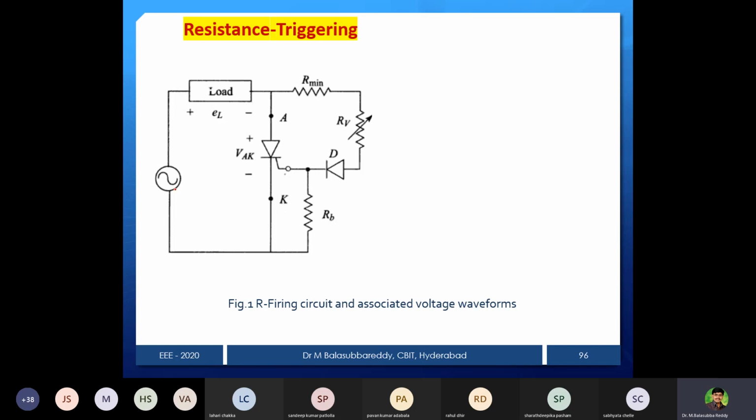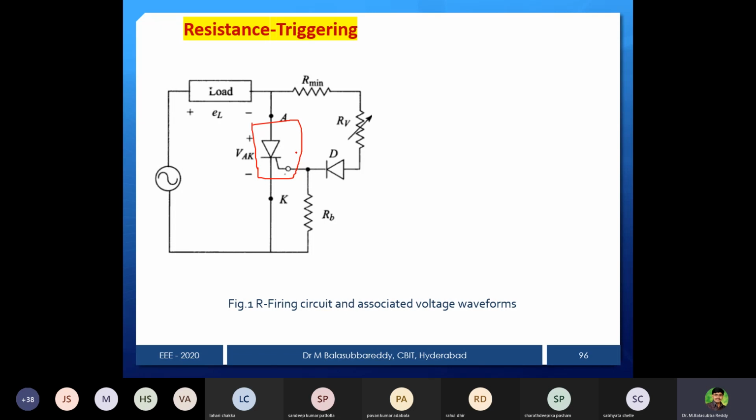Now we can see supply and some load, and this is our main thyristor. Let it be, I have to pass some signal to this device to trigger the SCR. So what is that? Two ways. One way, I already explained in the previous introduction class: either you can pass gate current, that is the IG current, through the gate terminal.